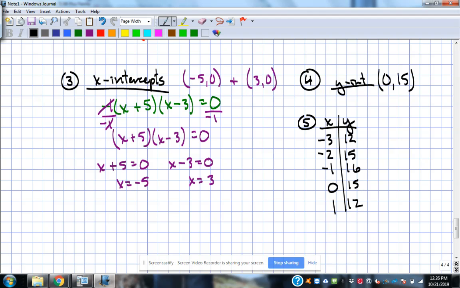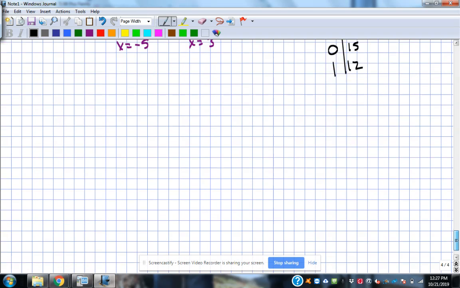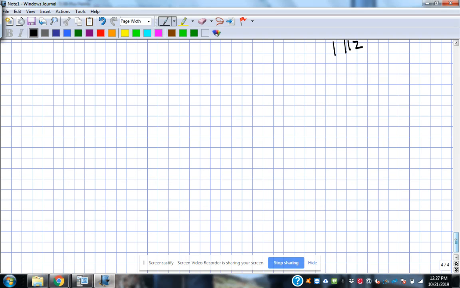So I've got my ordered pairs that I can graph with. On your coordinate plane, make sure you've got plenty of room in the positive y direction, and plot those points. So I've got -3, 12, counting up 1, 2, 3, 4, 5, 6, 7, 8, 9, 10, 11, 12. Then -2, 15. Then -1, 16. That's my vertex. And then there's my y-intercept.